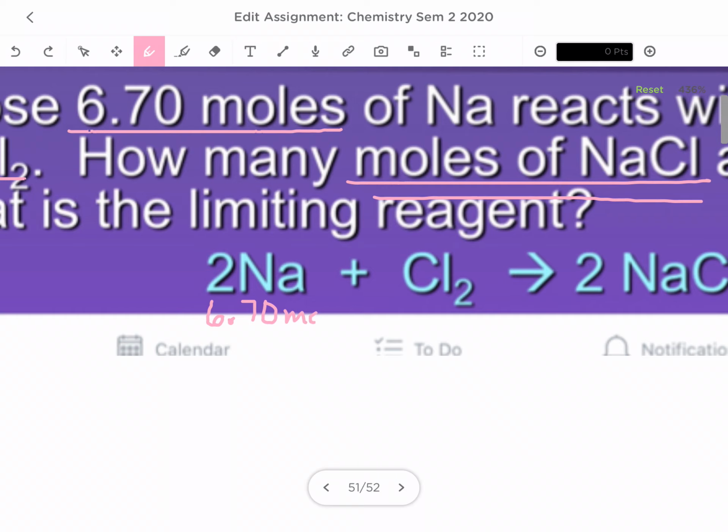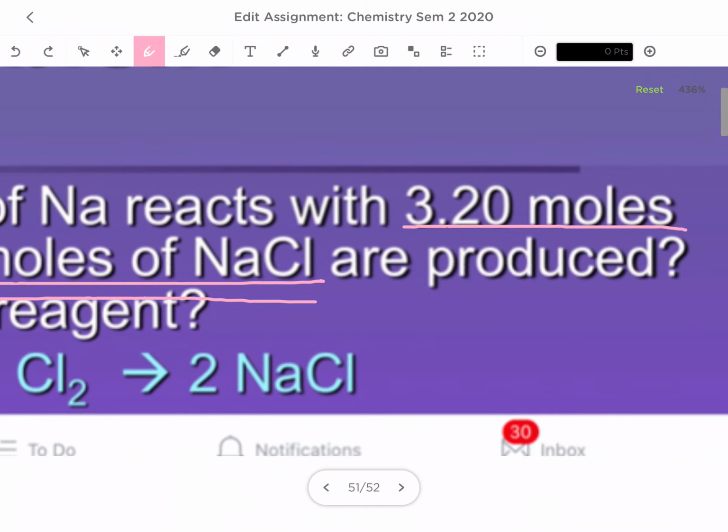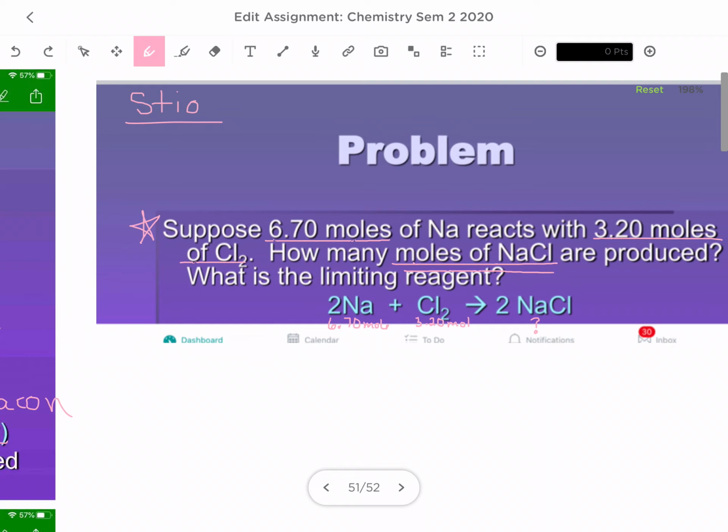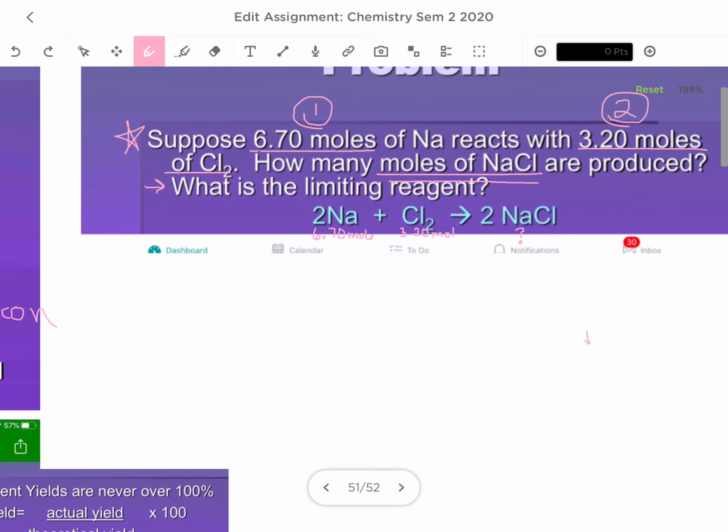If you look at this chemical equation, it says I have 6.70 moles of Na, and how much Cl do I have? 3.20 moles of Cl2, and it's asking how much NaCl can I make. This is a basic mole-to-mole stoichiometry problem, but you have to do 2 problems because you have 2 givens. It says, what is the limiting reagent? So let's go ahead and do the 2 problems.